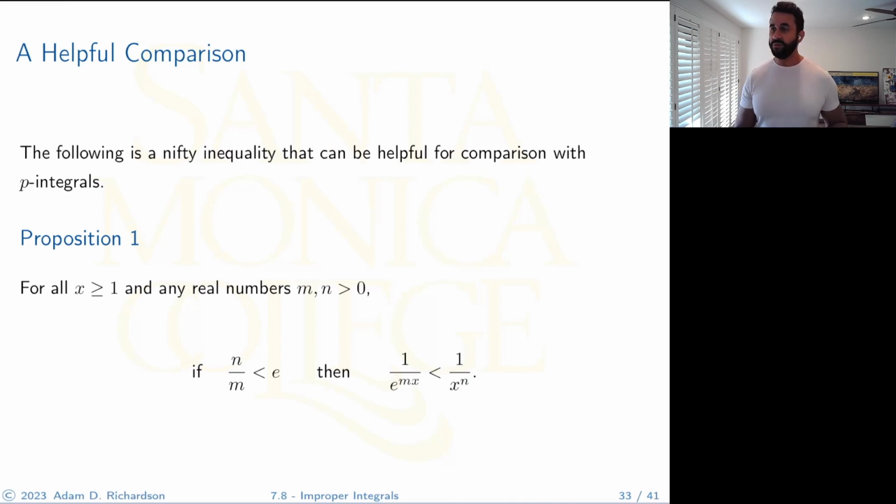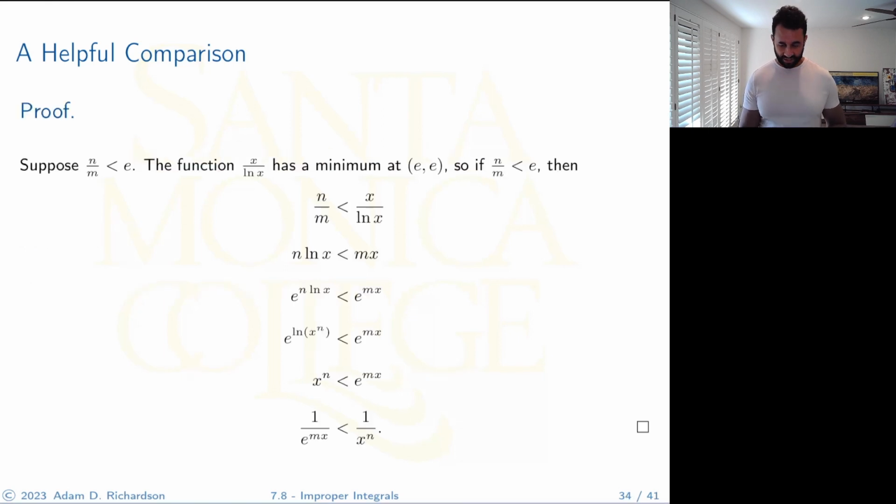So here's the proof. The proof is actually not so bad. It's kind of a cute proof. So here it is. Suppose that n over m is less than e. Well, the function x over ln of x has a minimum at the point e comma e. How did this come about? Well, I reverse engineered it to get this result. So basically I started with this and went backward and then found the constraints, all right? So this function has a minimum at these points.